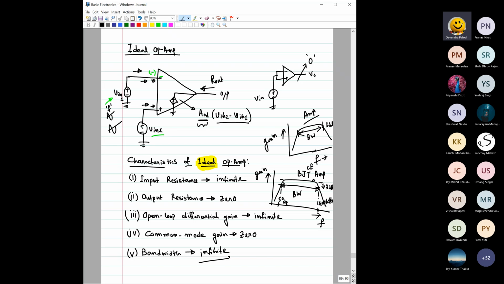Okay. Sir, I am not able to understand this common mode gain. Common mode gain. Okay. So have you understood this plot?